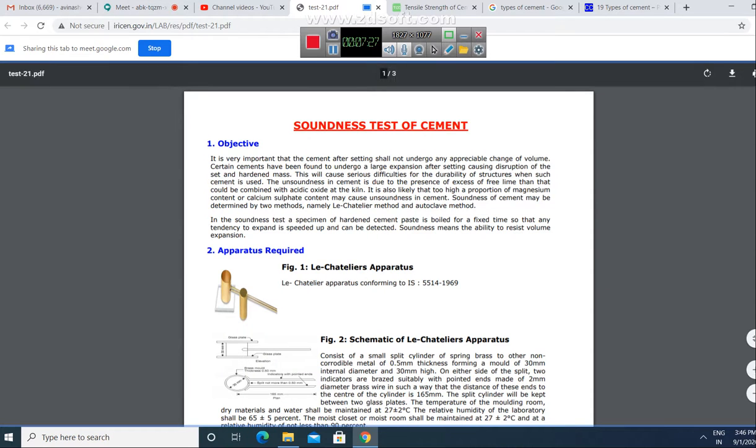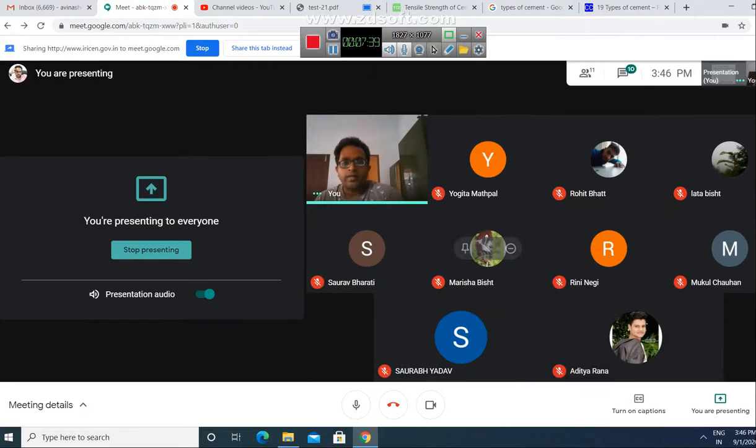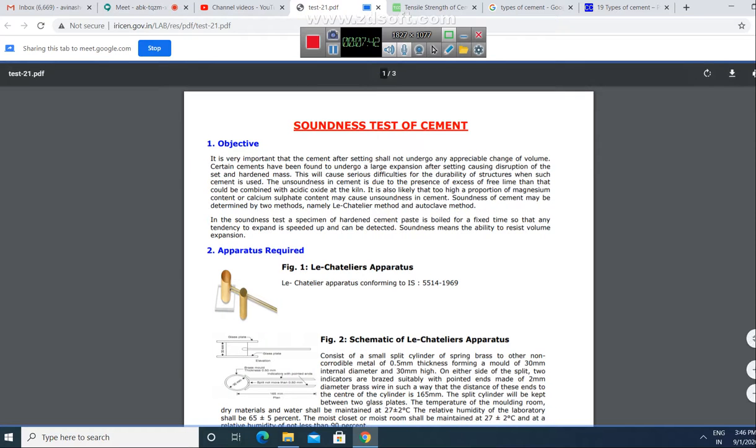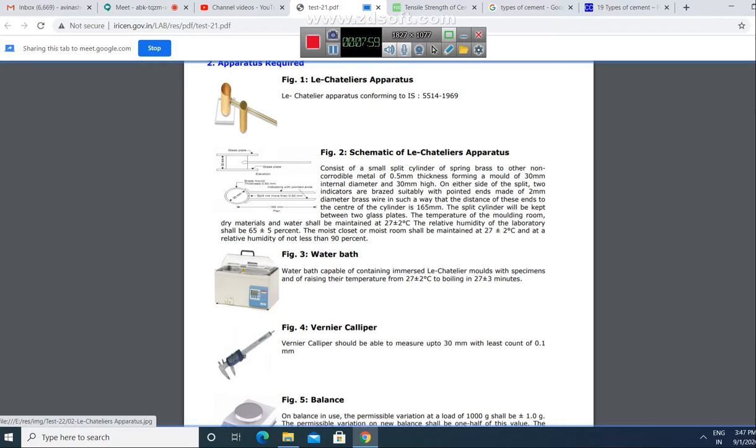Now, the apparatus required is known as the Le-Chatelier apparatus. This is the diagram showing the Le-Chatelier apparatus. What is happening within it? Here is the figure, this is the plan view and this is the section view. It consists of a small split cylinder of 0.5 millimeter thickness forming a mold of 30 mm internal diameter and 30 mm height.